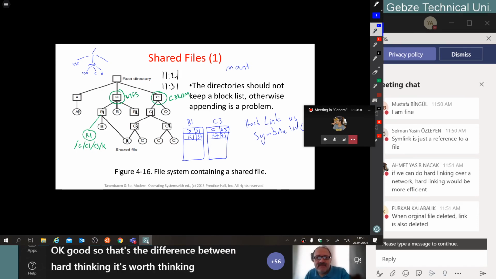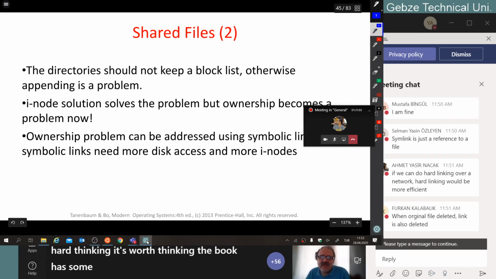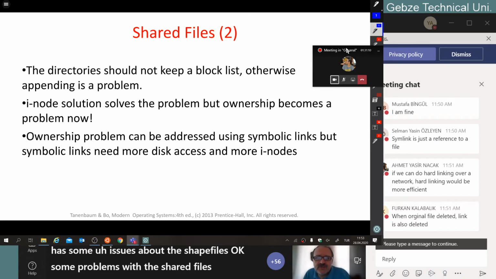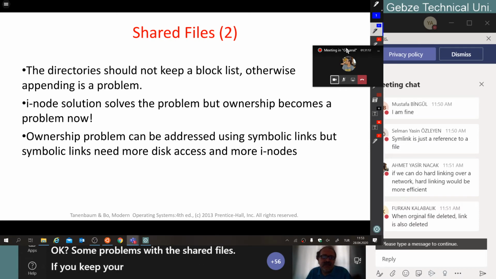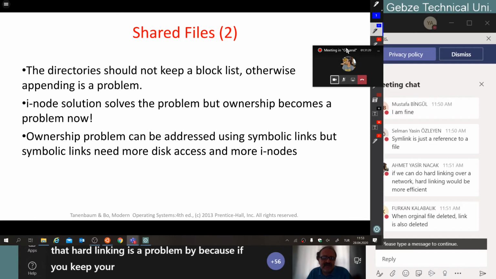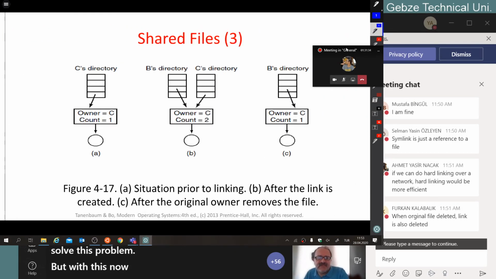The book has some issues about the shared files. Some problems with the shared files. If you keep your block list in your directories, then hard linking is a problem. Why? Because if you keep your blocks in your directories, then if you update something, the other file will not see it. That's a problem. But the inode solution solves this problem. But with this now, there is an ownership problem. What's an ownership problem? It's this.